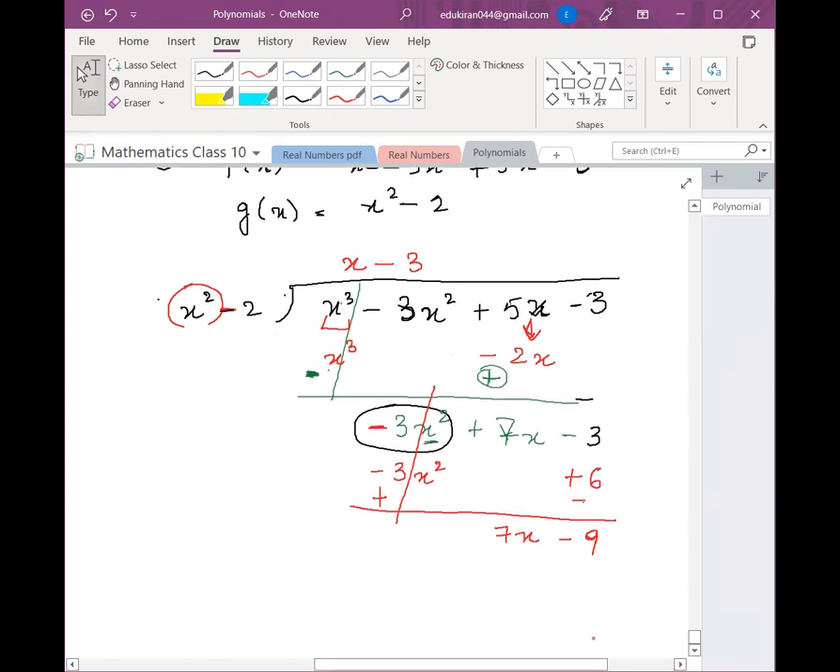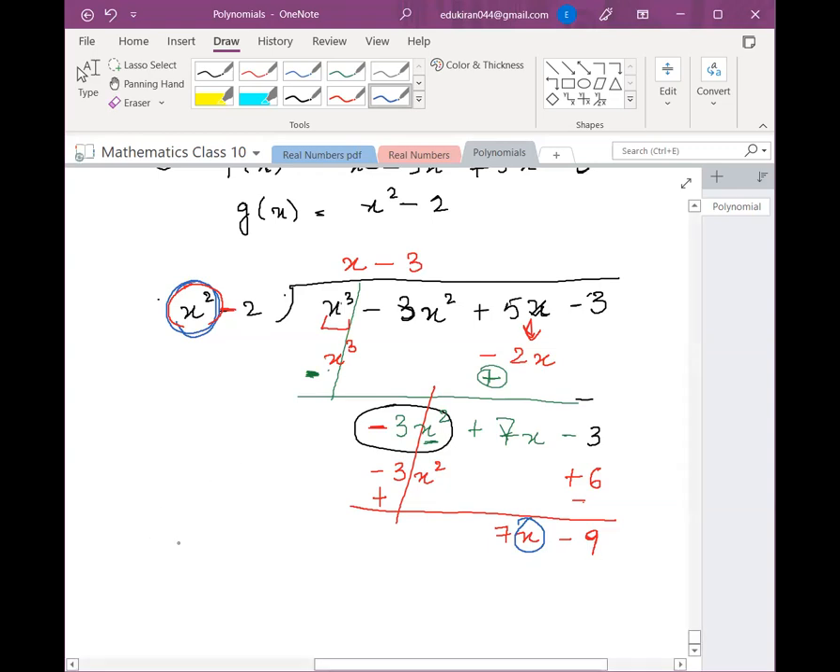Yes, ma'am. Now I cannot divide it further because here in the divisor, the degree of x is 2, but here the degree of x is 1 now. It should have the same degree at least. Now I cannot divide it further. Clear? Yes, ma'am. 7x minus 9 is my remainder.